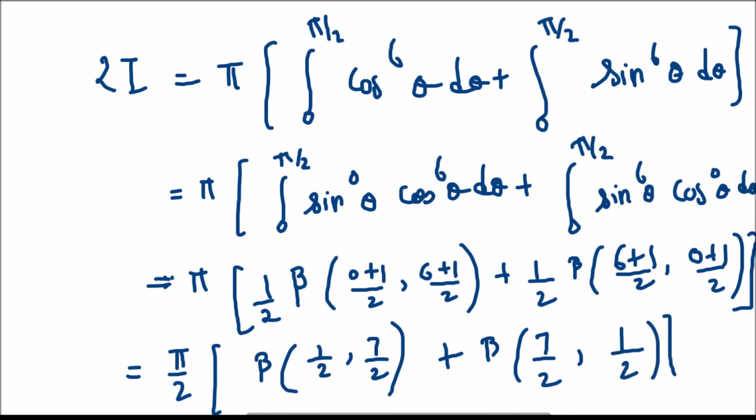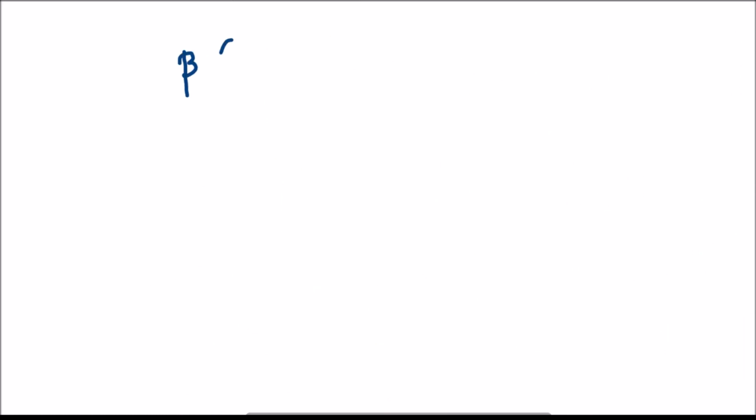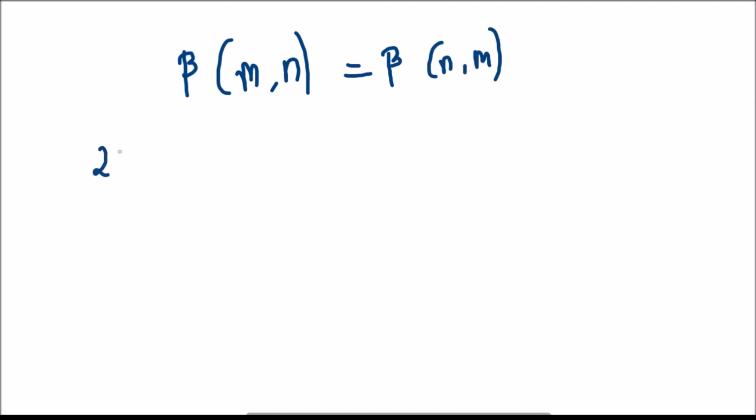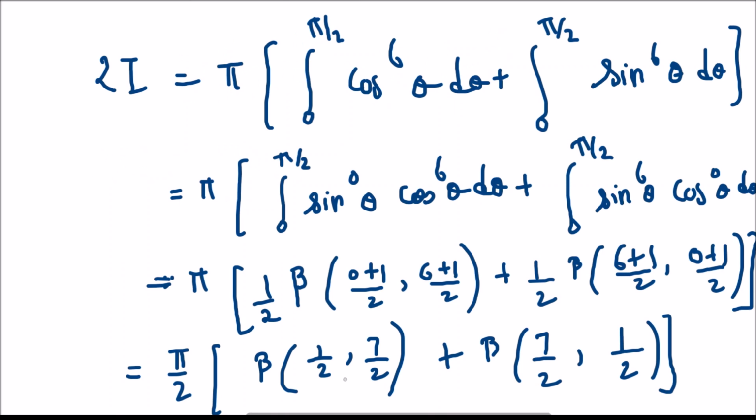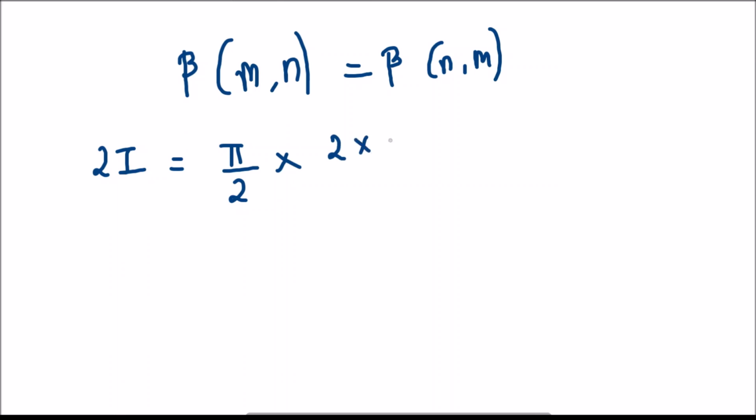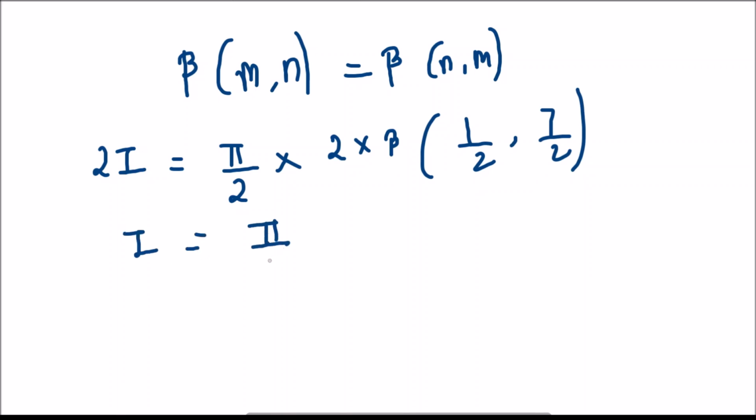Okay, now there is one more nice property of beta function that one should know, and the property is the symmetric property. That is, beta of m comma n is always equal to beta of n comma m. So in this case, I have 2I equal to pi by 2, and what stuff do I have? I have 1 by 2, 7 by 2. So I can replace it. So it will be 2 times beta of 1 by 2 comma 7 by 2. So I is equal to pi by 2.